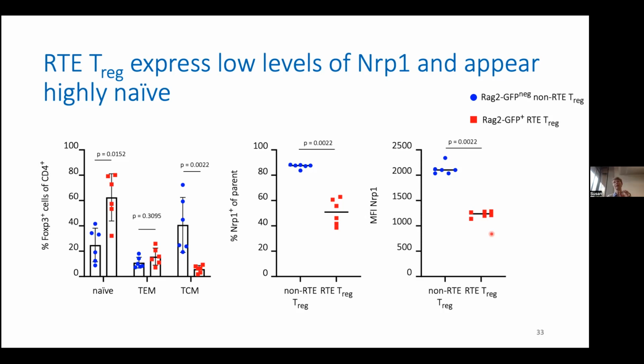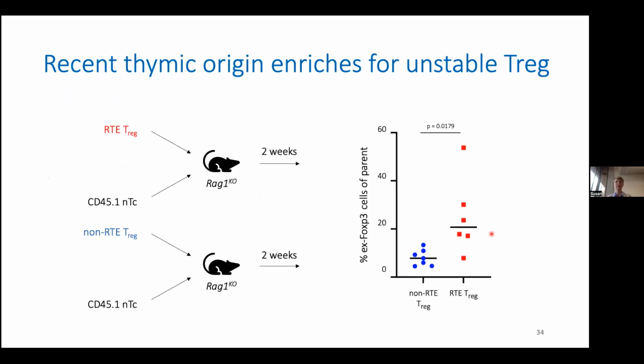Now, these RTE had some time in the thymus, so maybe they are just perfectly stable. So we transferred them as well. And what we find is, in fact, they are less stable than older Treg that have already been in the periphery for much longer.